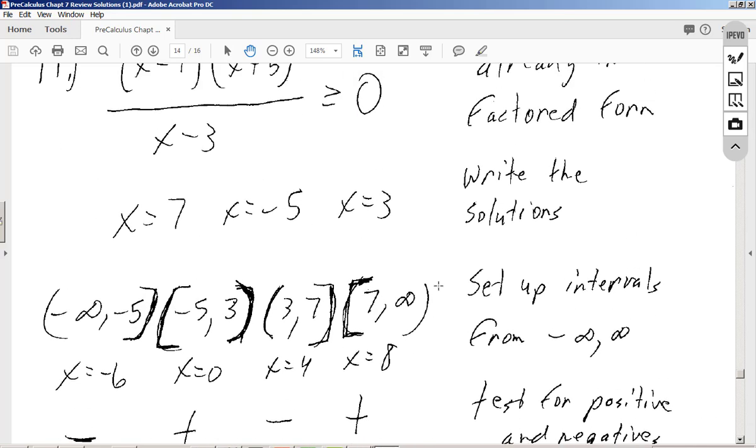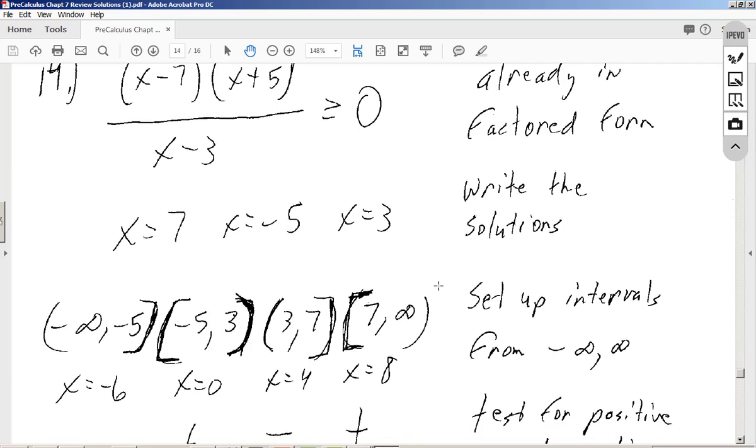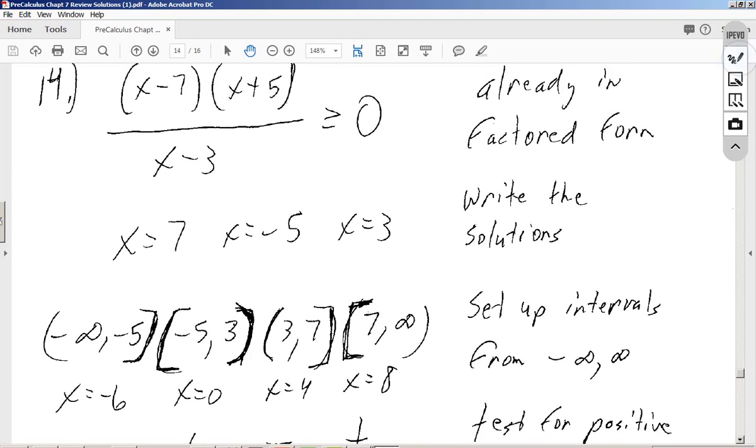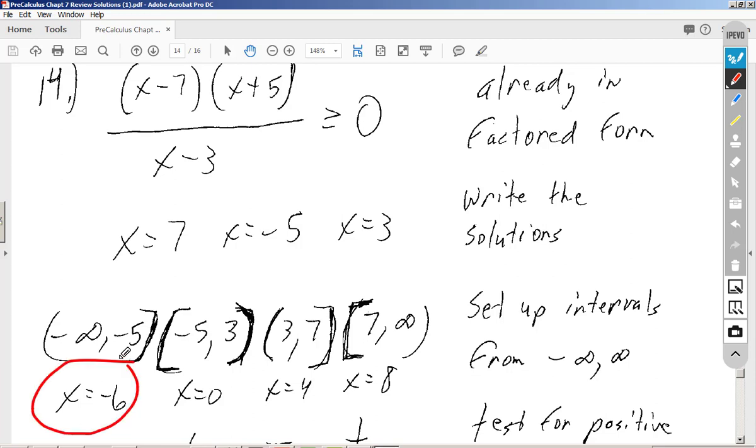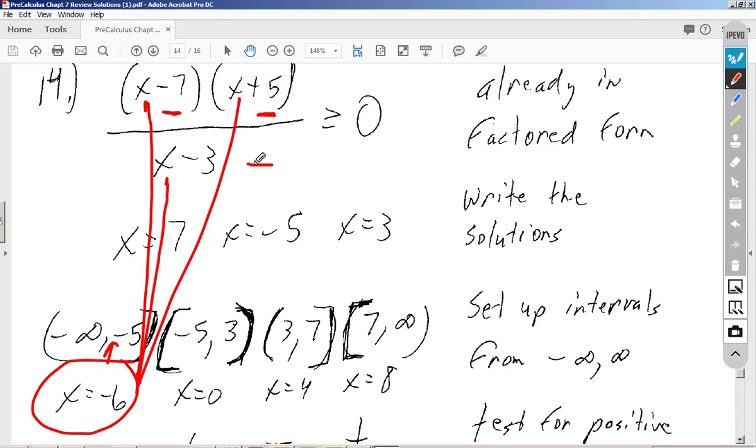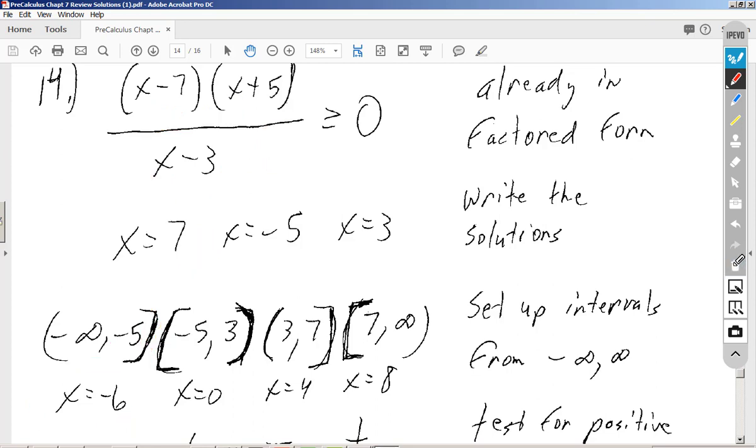So let's see if I can scroll it down here so everybody can see. I'm going to go ahead and choose this negative 6. That's in this interval between negative infinity and negative 5. I'm going to substitute it into all 3 of these factors and see whether it's positive or negative. So negative 6 minus 7 is negative 13. I just need the sign, so that's negative. Negative 6 plus 5 is also negative, and negative 6 minus 3 is also negative. So I've got a negative times a negative, and then I divide by a negative. Negative times negative is a positive, and a positive divided by a negative is negative. So that interval is going to be negative.